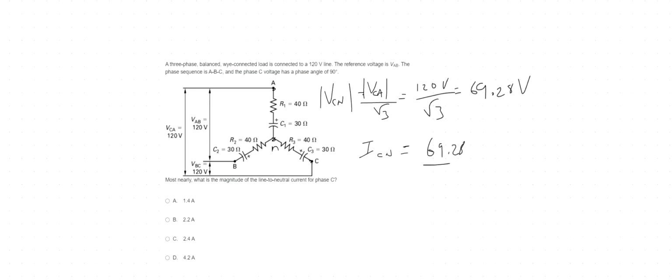Which is what? Would it be 40 plus 30? Yeah, that's 40 plus what? 30. You sure it's plus? This is a capacitor. What does that mean? It's gonna be minus, right? Oh, it's minus J30.